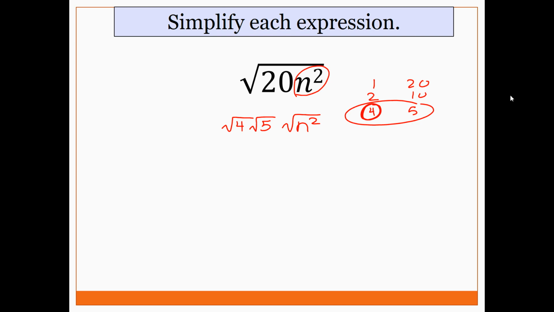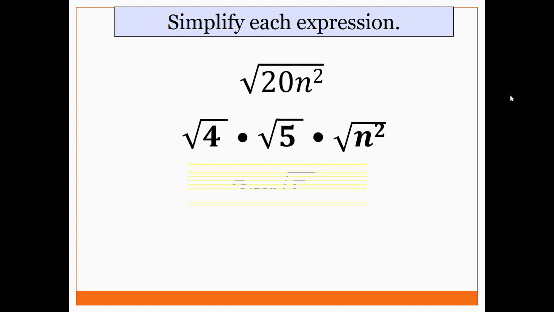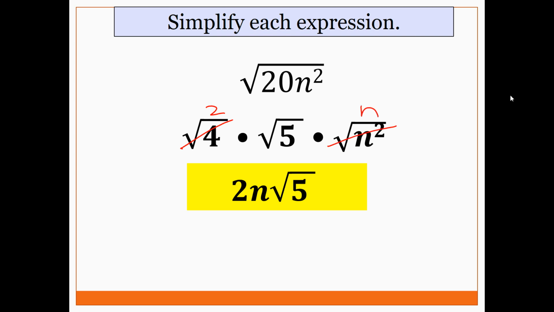I can take the square root of 4, which is 2. I can take the square root of n squared, which is n. I cannot take the square root of 5 and it be a whole number, or it would be a decimal. We don't want that, so we're just going to leave it underneath and say that our final answer is 2n root 5. Here it is again. You're just taking the square root of this, taking the square root of this, 2n root 5.